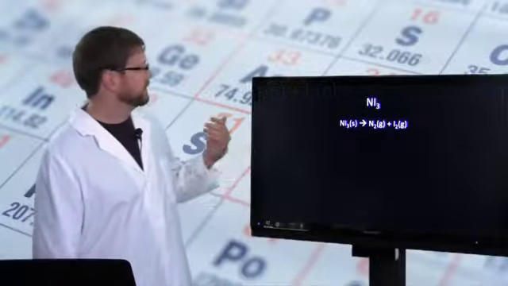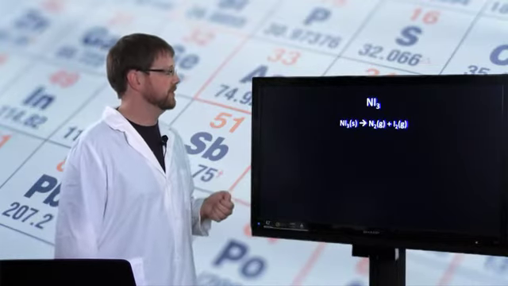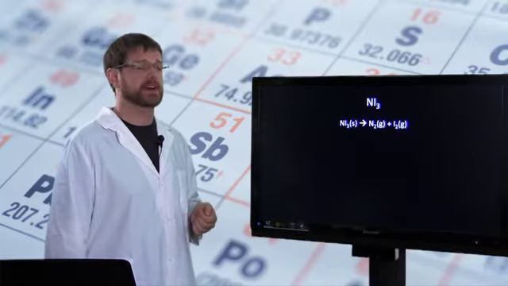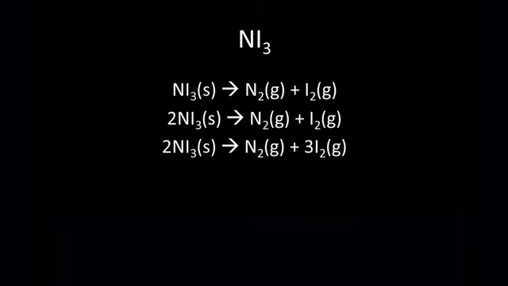Now, let's try balancing the nitrogens first. We have 2 nitrogens on the product side of the equation, only 1 nitrogen on the reactant side. By putting a 2 coefficient in front of the reactant, the 2 nitrogens are balanced. Now let's look at the iodine. We have 6 iodine on the reactant side, but only 2 on the product. By putting a 3 in front of the iodine, we have a balanced equation.